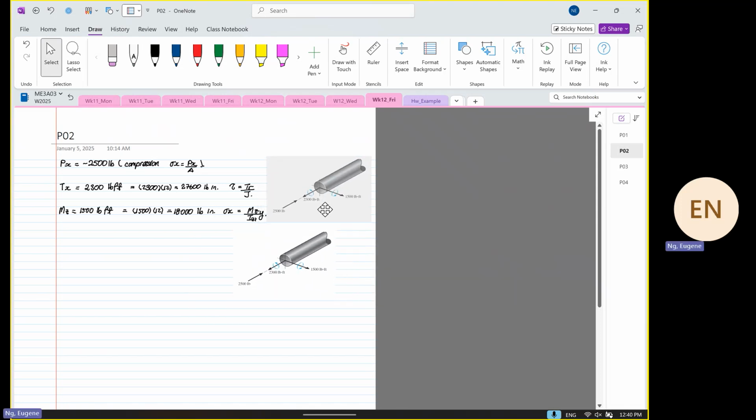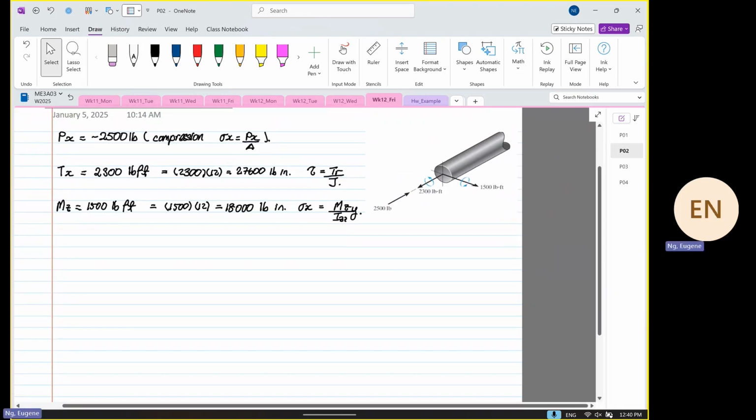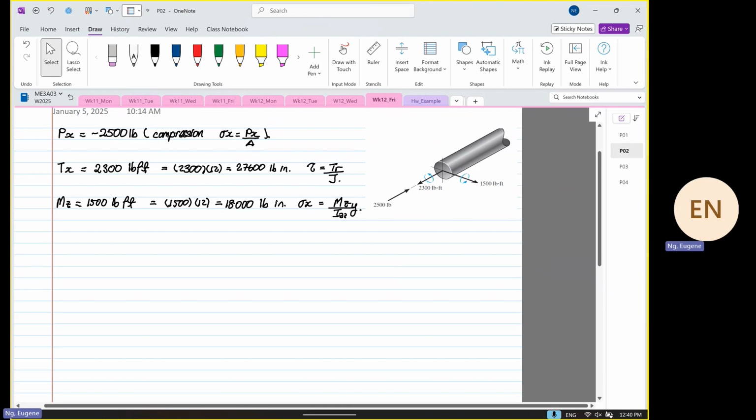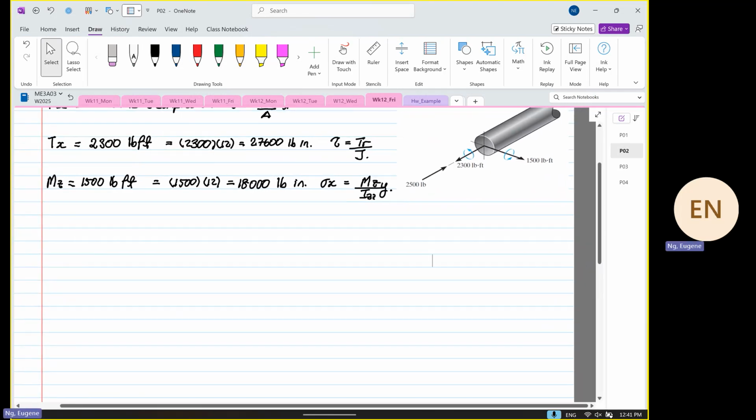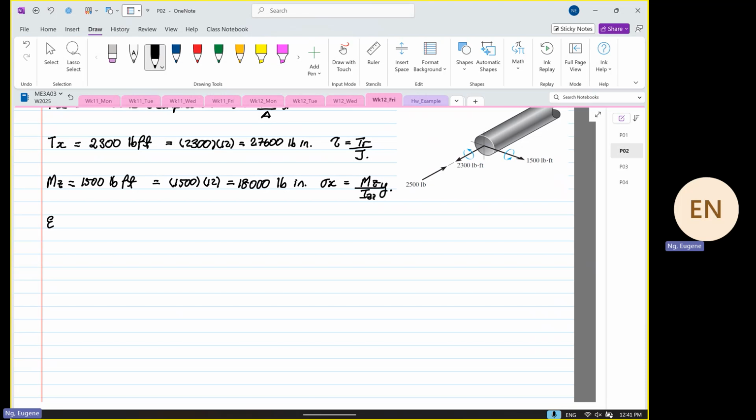So we did this earlier. We know that our stress X is equal to minus 250 pounds, and we know it's under compression. We have a torsion, and then we have a moment. Based on the moment, we know that it's going to go on compression. Now we are going to focus on element I.